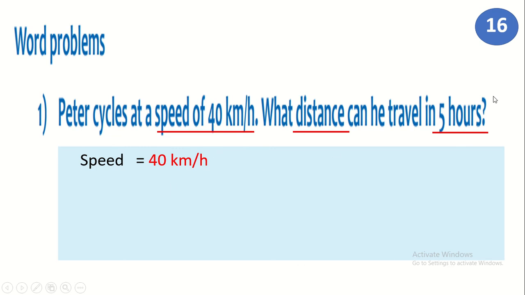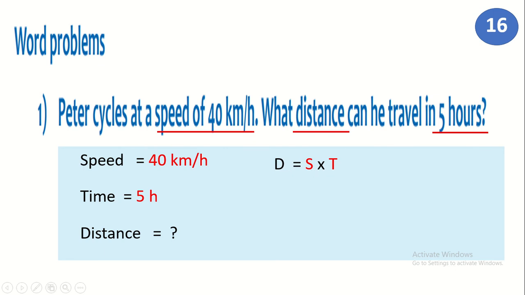Then you have the time, 5 hours. And then we're looking for the distance. Usually this is only 3: speed, time, and distance. Students, remember, speed, time, and distance. Now we're looking for the distance here. How to solve the distance? Distance is speed times time.